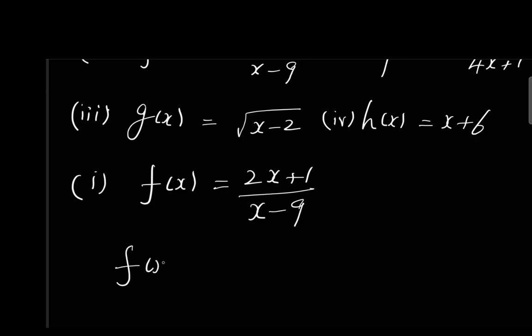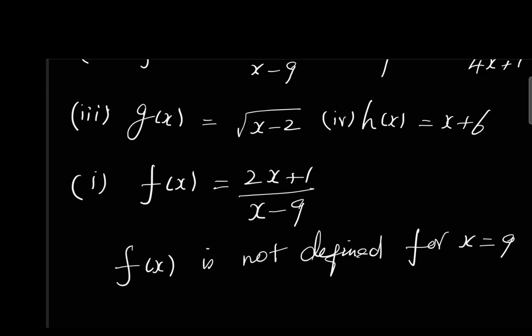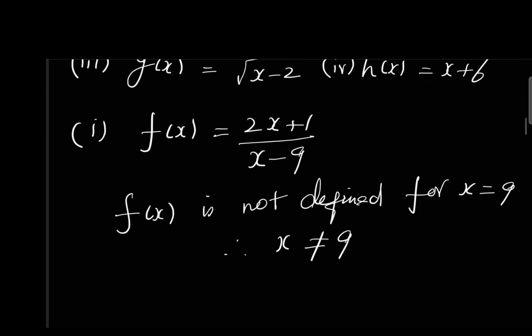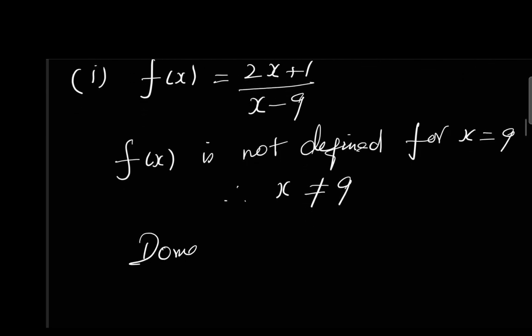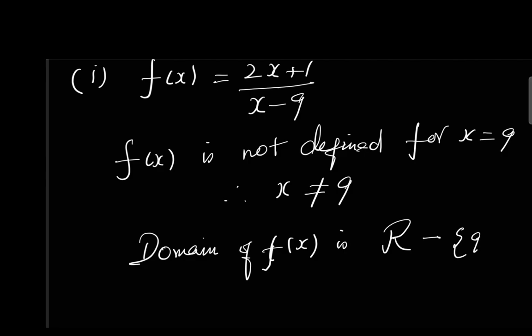Therefore, except this 9, I can substitute any value for x as the domain. Therefore, f(x) is not defined for x equal to 9. So x should not be equal to 9. Therefore, the domain of f(x) is all the real values except 9.